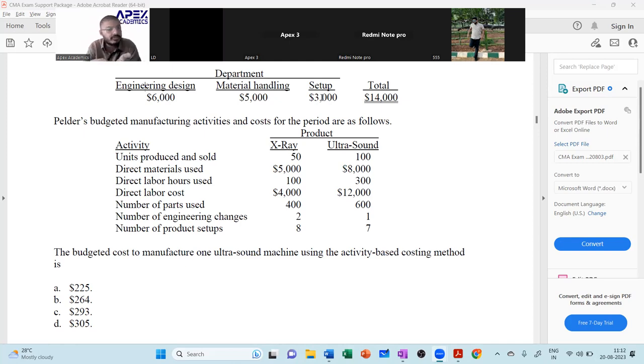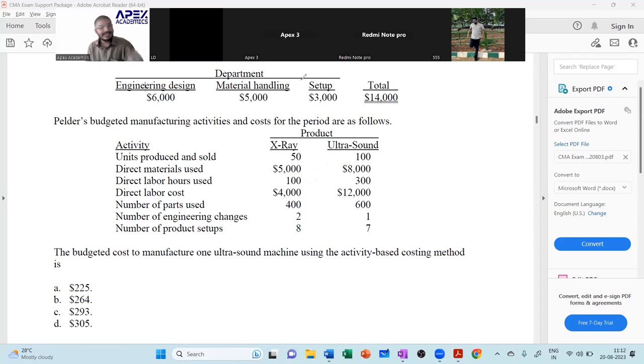Number of parts used is given, number of engineering changes are given, and number of product setups are given. The budgeted cost to manufacture one ultrasound machine based on activity-based costing method is what they are asking you. Basically, what you have to learn is how to identify that your total overheads comprise of three items. The first is engineering design. Second, material handling. And third is setup.